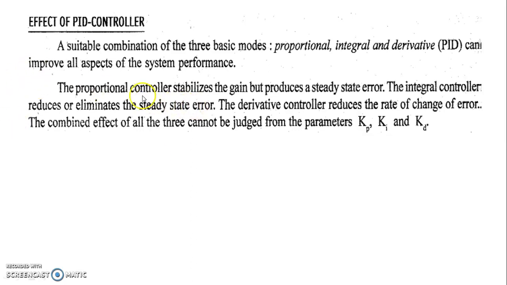Already we know that the proportional controller stabilizes the gain but produces steady state error. The integral controller reduces or eliminates the error, and the derivative controller reduces the rate of change of error. So the combined effect of all three, P plus I plus D, cannot be judged from the parameters Kp, Ki and Kd only. All three are important. Individually they have their advantages. Based on that, if you take all three combinations, you can get better performance of a particular system.